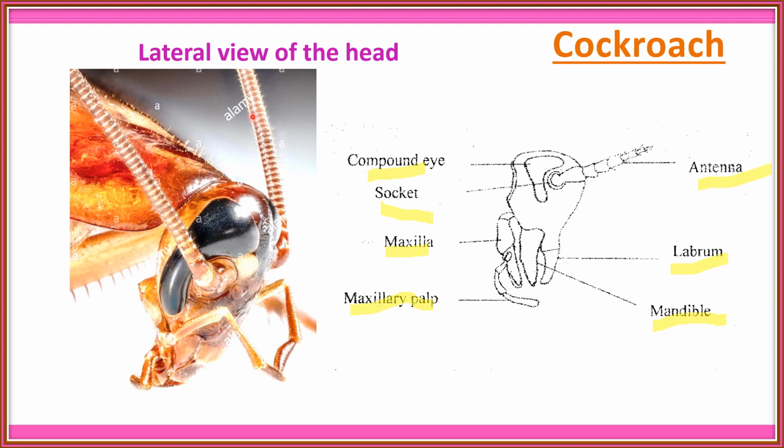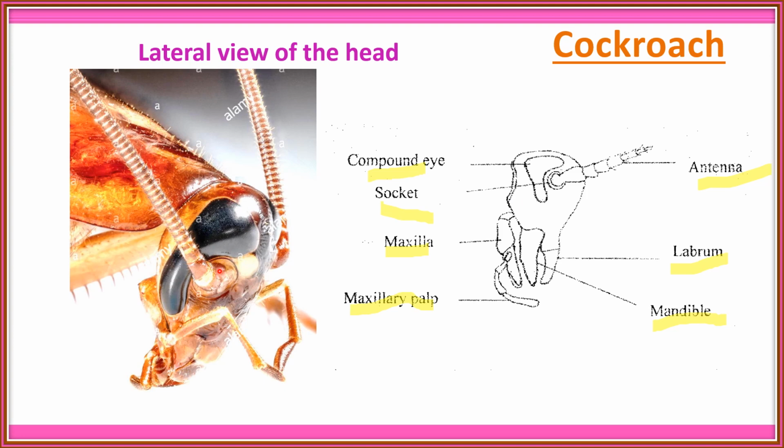Antenna, these are the antennas here, these long ones. And then you can see the compound eyes here. You can look at the socket. The socket is here at the source of the antennae.